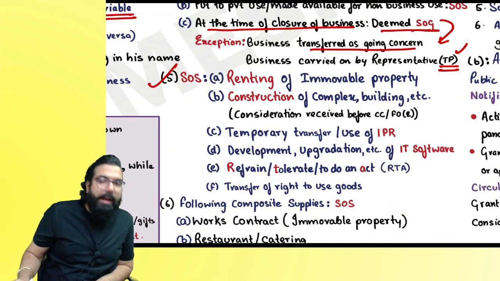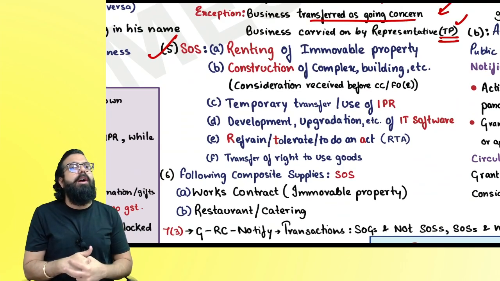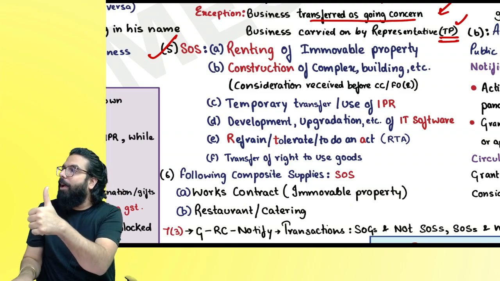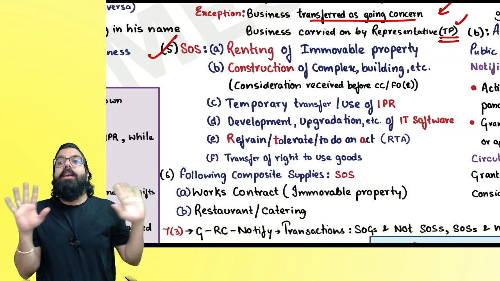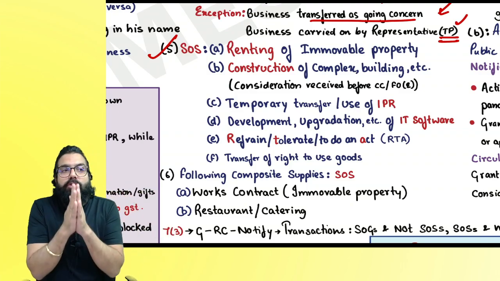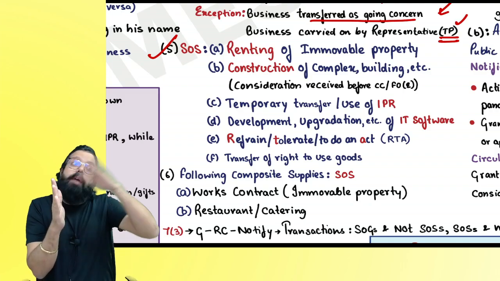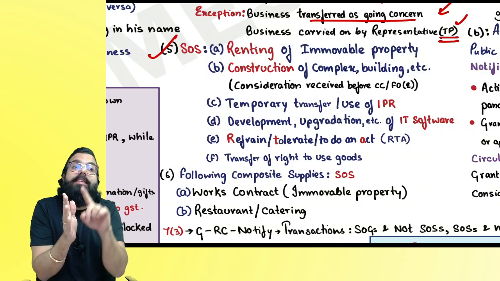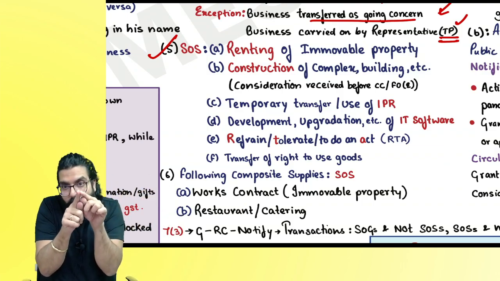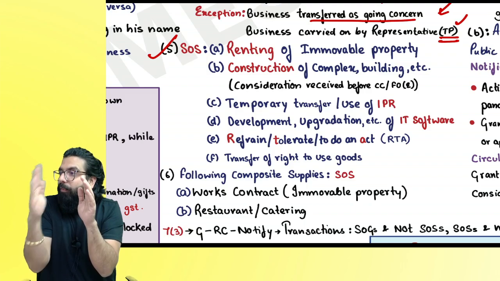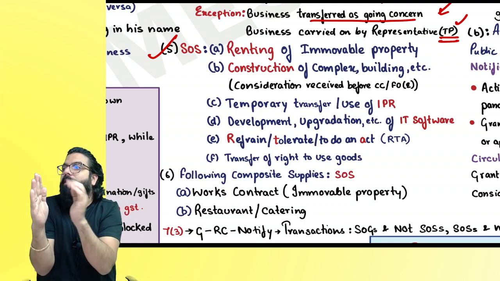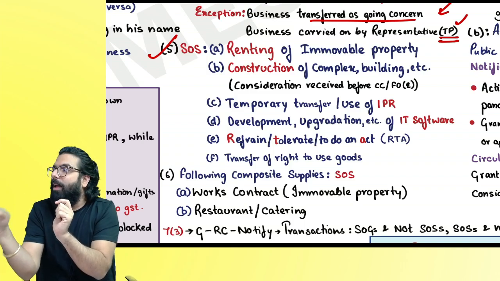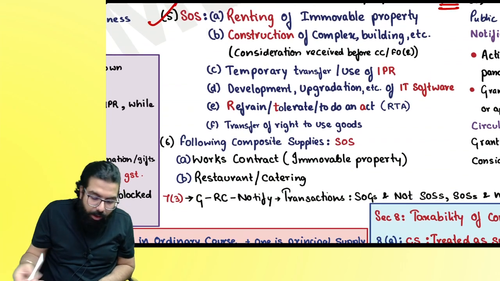The next one is paragraph number 5, which talks about supply of service. It says renting of immovable property is always a supply of service. Construction is always a supply of service. So if the entire amount is received after the completion certificate or first occupancy, then it is sale of a completed building. But if even 1 rupee is received before the completion certificate or first occupancy, whichever is earlier, then it will be a construction service and GST will come.